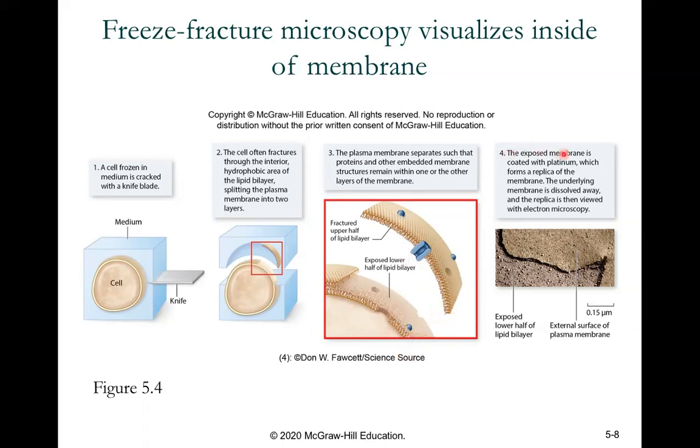And as we continue, the exposed membrane is coated with platinum, which forms a replica of the membrane. Now that platinum is important, right? Because that replica is needed for the underlying membrane and its understanding and how it's dissolved away. And the replica is then viewed with the electron microscope where those electrons are hitting the outside of that organism for us to be able to see.